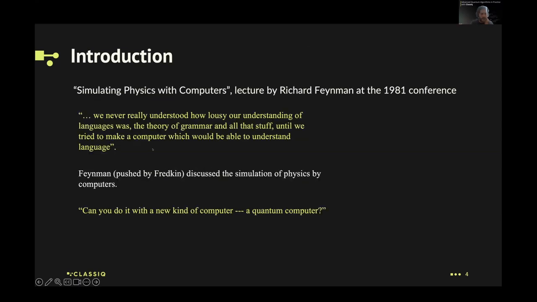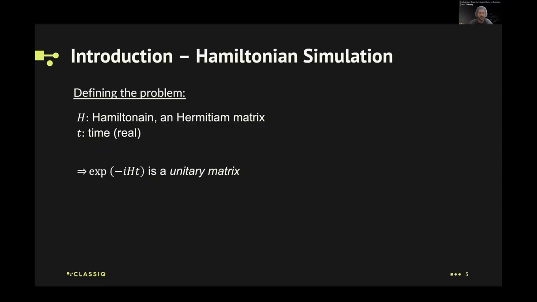So I will start now with maybe the most clear and basic and simplified definition of what Feynman was looking at, and this is Hamiltonian simulation. I will define the object that will be the main object that I will look at in my talk. We have a Hamiltonian, which is a Hermitian matrix, and we have time, which is a real variable, and then e to the minus iHt is a unitary matrix. Okay, this is just basic mathematics.